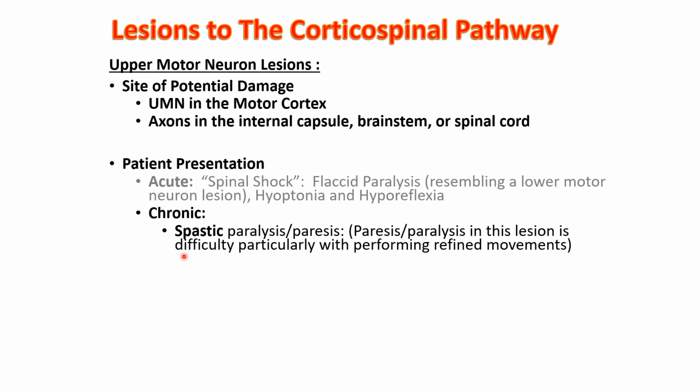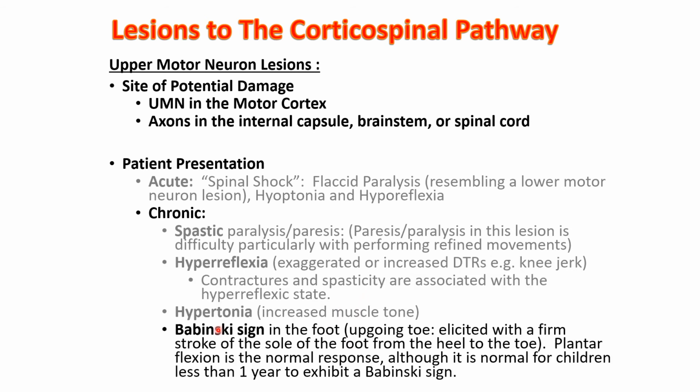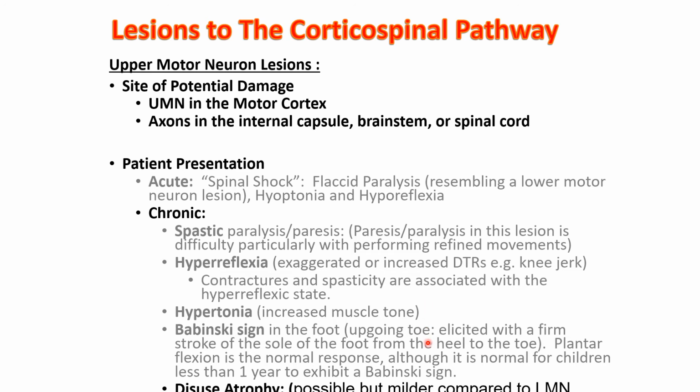And then chronically, we will see spastic paralysis or paresis, and hyperreflexia, increased deep tendon reflexes, such as the knee jerk. And we may see contractures and spasticity associated with that hyperreflexive state. That spasticity is a very strong resistance to passive movement. There'll also be increased tone in the muscle and a Babinski sign, that is, an upgoing toe. There may also be disuse atrophy over time, but it is milder compared to lower motor neuron lesions in general.